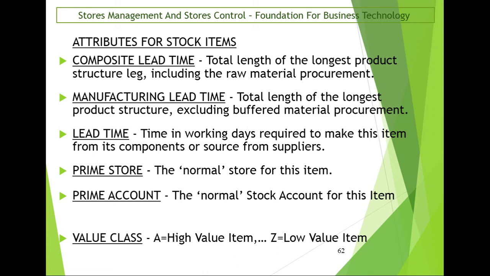So the reason why I've said 70% is because the biggest number of stock items are those very cheap and small items. So they contribute or constitute the greatest number of stock items, but at the same time contribute the least value to your stock.